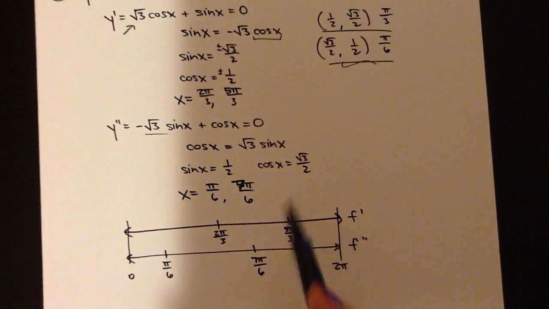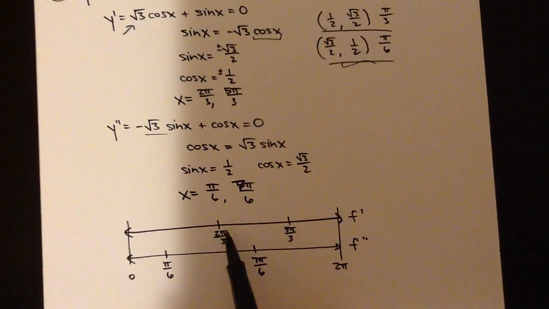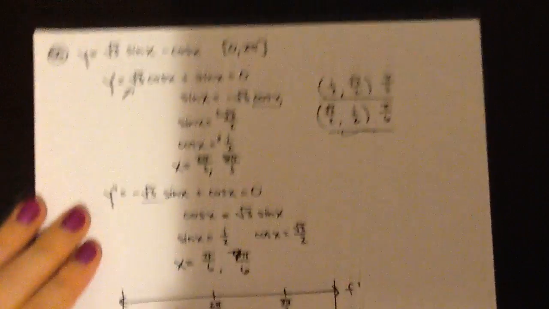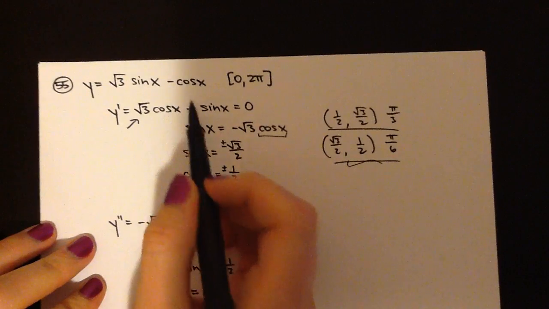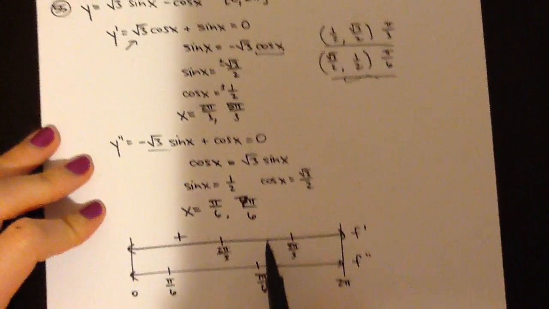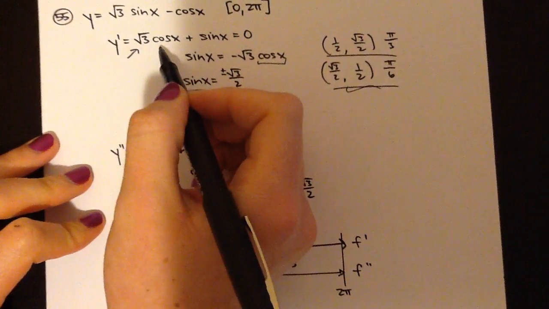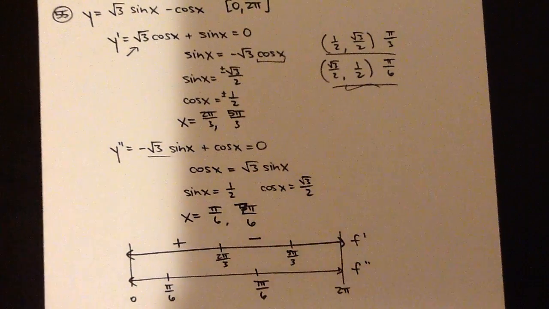Okay, so let's check something in here. Since this is in the second quadrant, I could use pi over 2. Pi over 2 would be a good example. So into my first derivative, root 3 times 0, and then plus 1. So that comes out to be positive. In here I could use pi. Pi is a great choice as well. So I have root 3 times negative 1 plus 0. So that's negative.